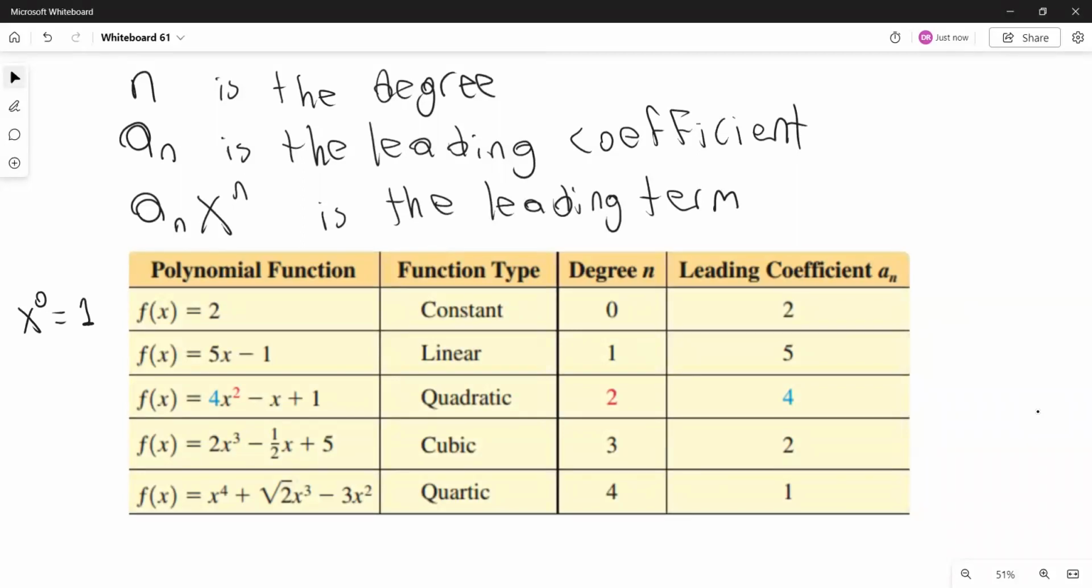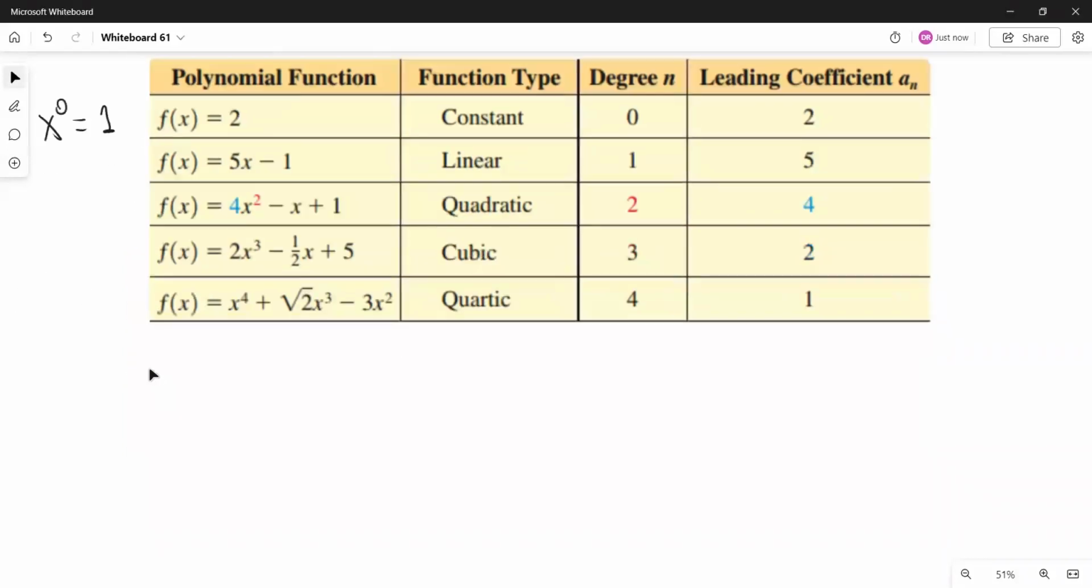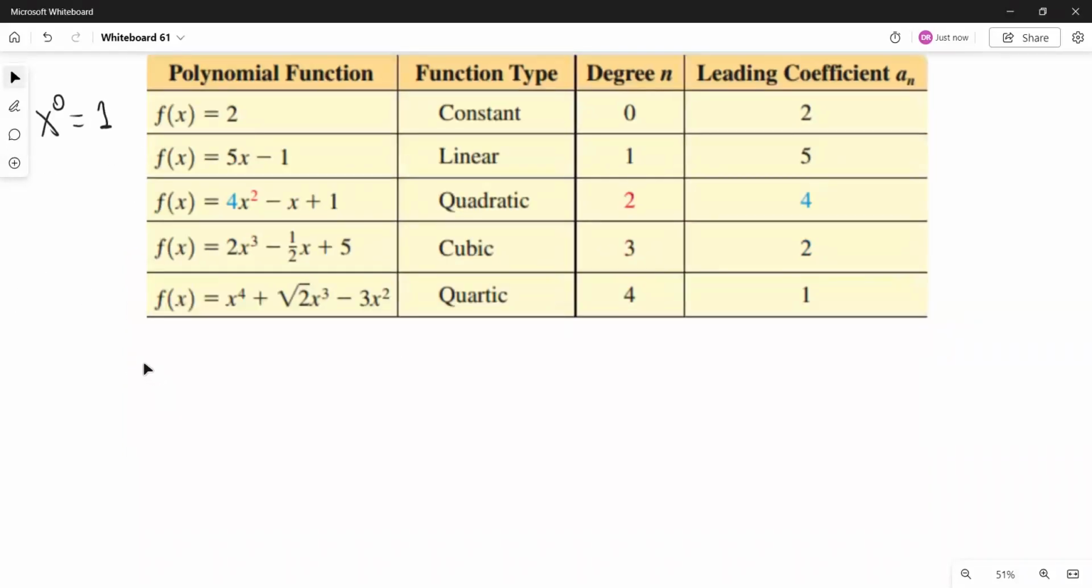In this section, we're focusing on quadratic functions. So that's a polynomial of second degree. And again, the leading coefficient is the number multiplying x raised to the highest power. And 2 more examples. The fourth example in this table is a cubic polynomial, that is a polynomial of third degree. The leading coefficient is 2. And a quartic polynomial is a polynomial of fourth degree. When you have x^4 by itself, the leading coefficient is going to be 1.